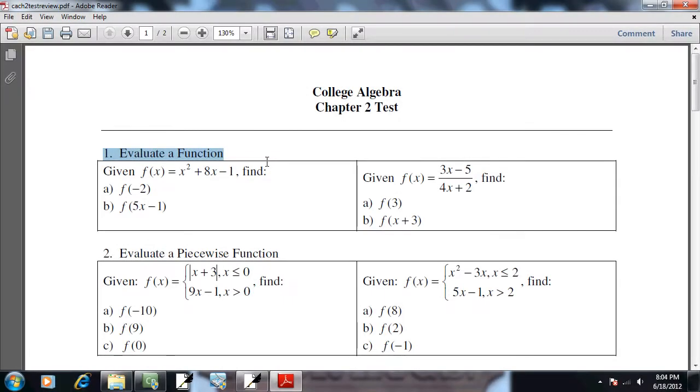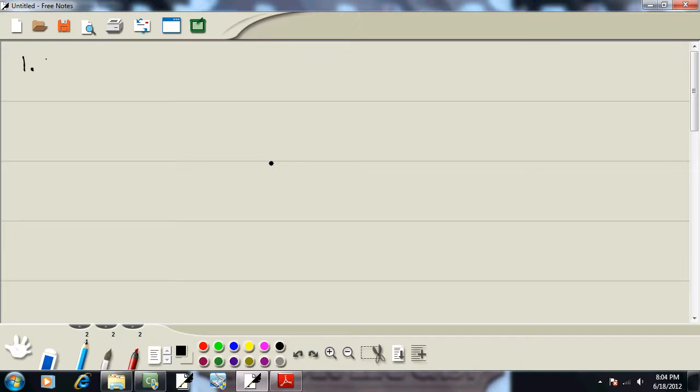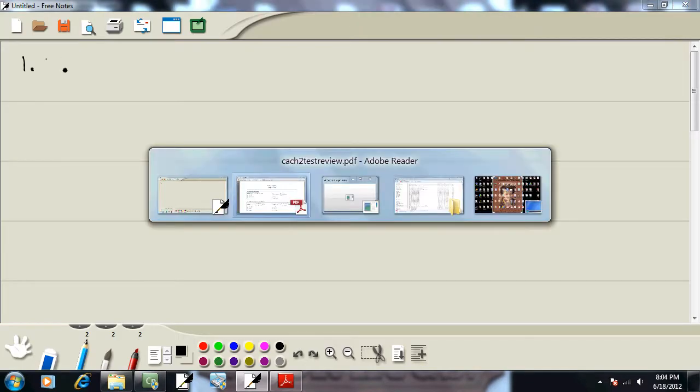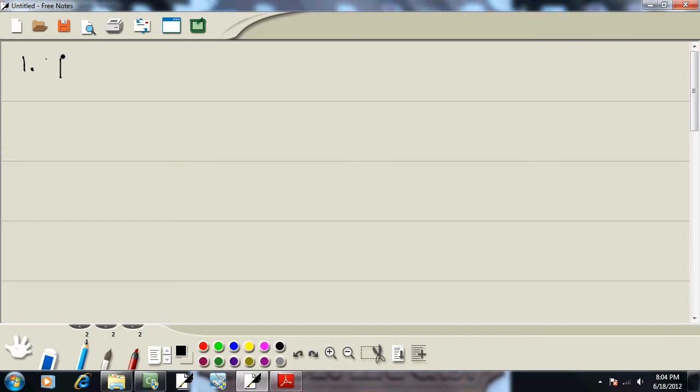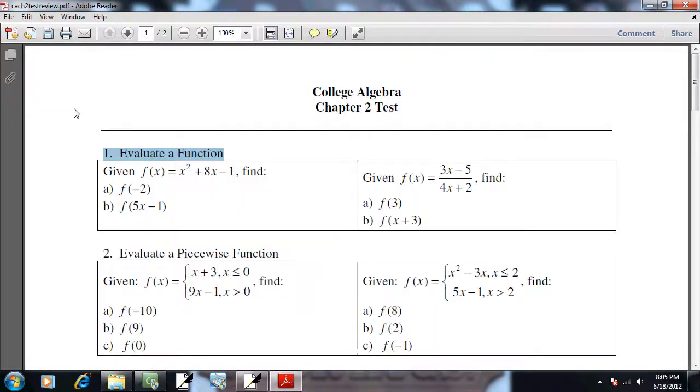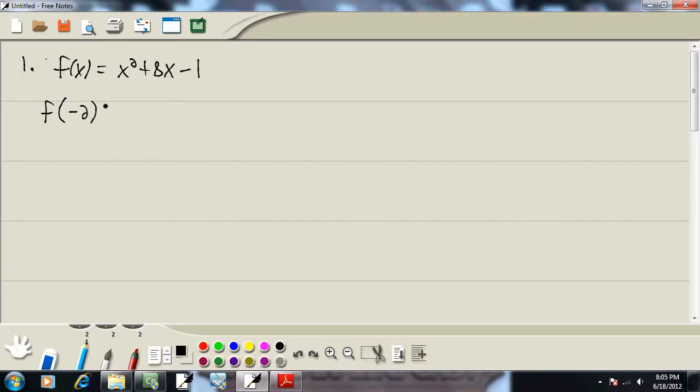Take a look at our first type of problem beyond test, evaluating a function. We've got f of x equals x squared plus 8x minus 1. And the first thing we're going to find is f of negative 2.